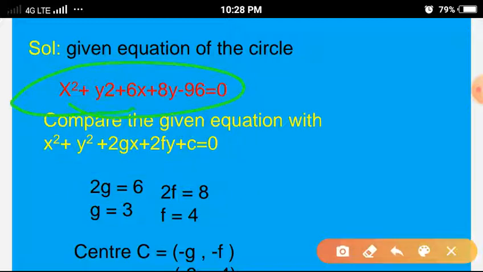The given circle equation has to be compared with this circle equation. By comparing these two, x square coefficient and y square coefficient are same, then we have to compare x coefficient. X coefficient: 2g is equal to 6. Next, if you compare y coefficients, 2f is equal to 8, then g is equal to 3, and f is equal to 4.